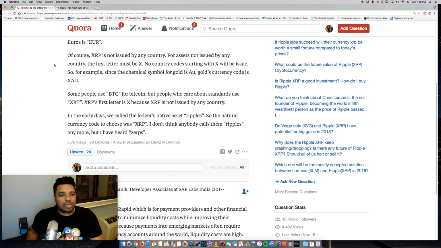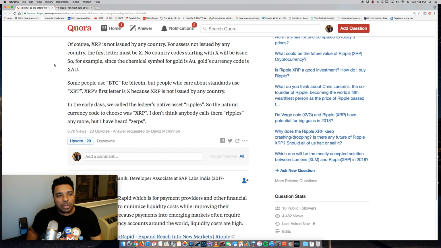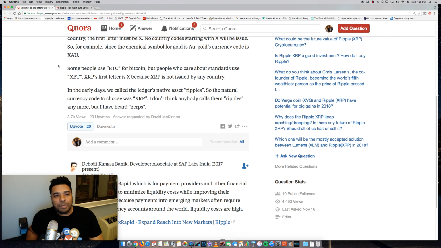Of course, XRP is not issued by any country. For assets not issued by any country, the first letter must be X. No country codes starting with X will be issued. So, for example, since the chemical symbol for gold is AU, gold's currency code is XAU. Some people use BTC for Bitcoin, but people who care about standards use XBT. So that should be the actual currency code for Bitcoin, XBT.